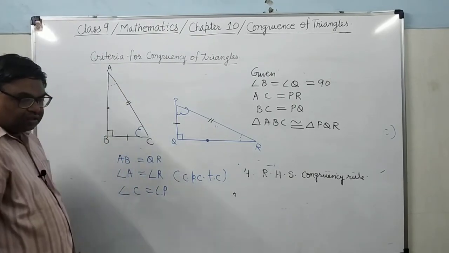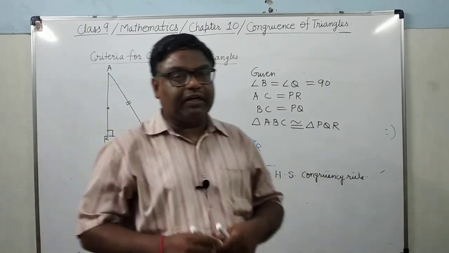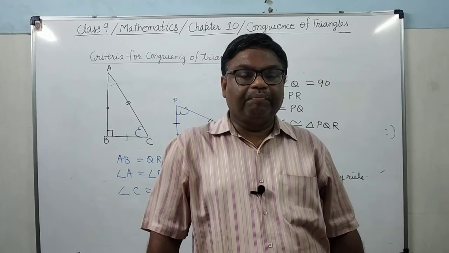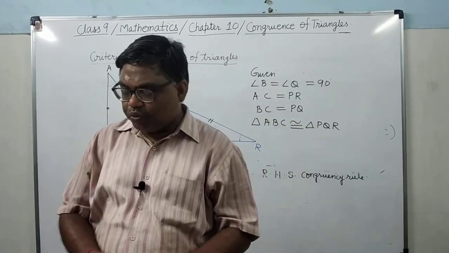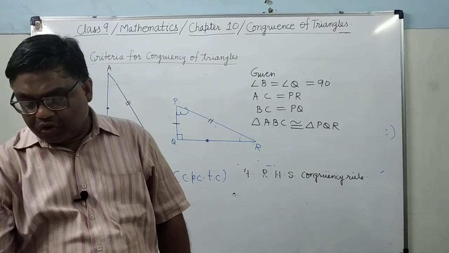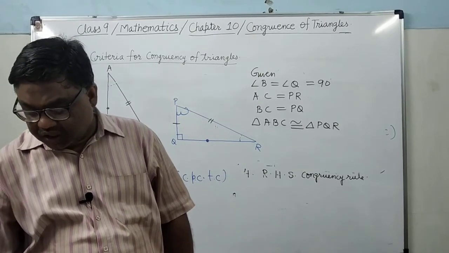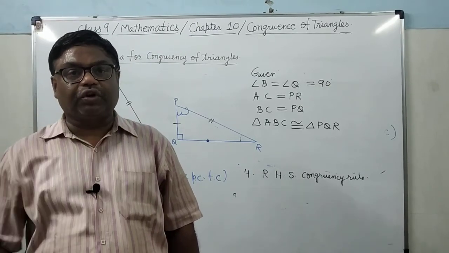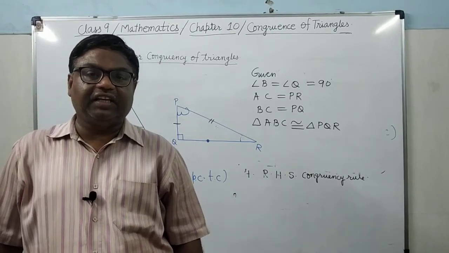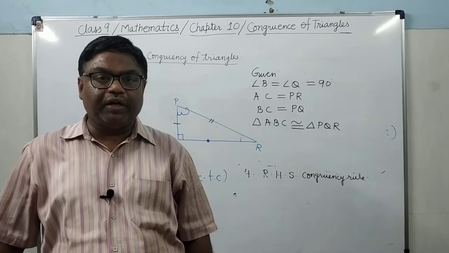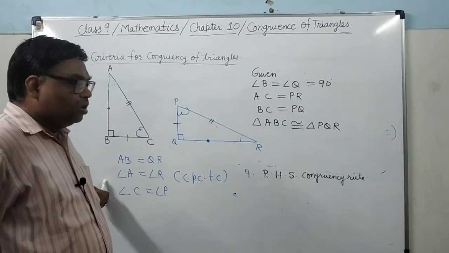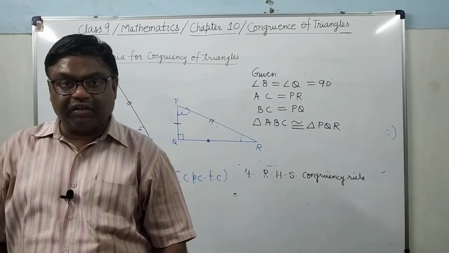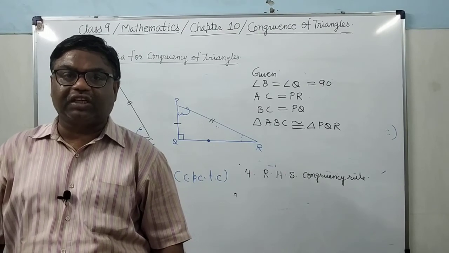It's clear? So these are the four criteria of proving congruency between two triangles. By this way we can prove the congruency of two triangles. Now here the first exercise, which is exercise 10.1, is based on the first two congruencies, triple S and SAS, while 10.2 is based on the remaining two, ASA and RHS. So in the next lecture we will do the questions from the exercise.